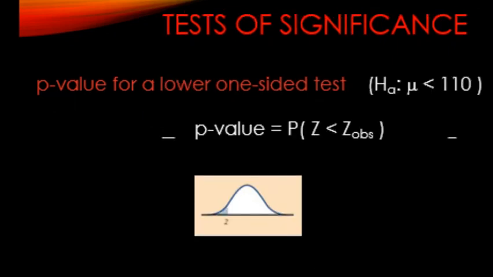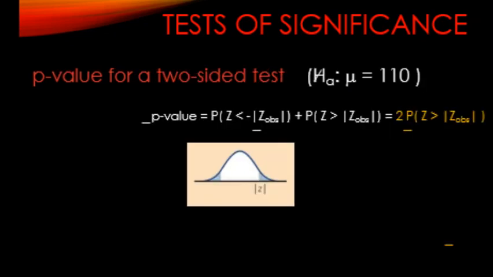decision. If it's a less than test, so here the less than sign, the p-value will be the probability of z less than z observed. So this is our test statistic value using the sample, and we have learned how to use the normal distribution table. So we do exactly that to find this probability.